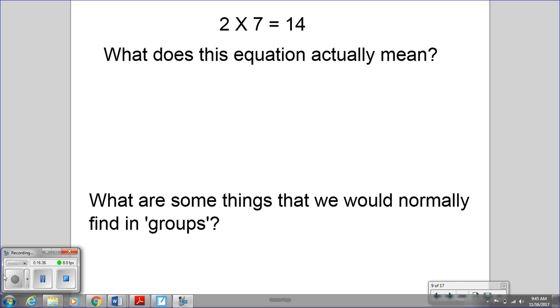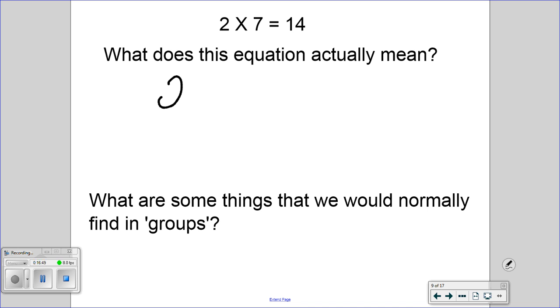So we have the equation 2 times 7 equals 14. What does that equation actually mean? We've talked about how to read it. Ella Harris, what does that mean? 2 groups of 7 equals 14. Yeah, what does that actually mean? 2 groups of 7 things is going to give you a total of 14 things.